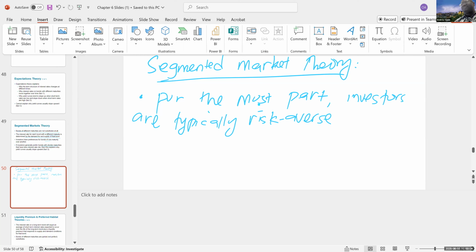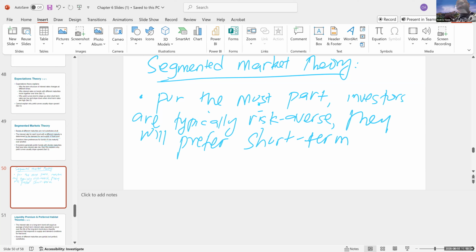We saw in chapter 5 that interest rate risk is very important to knowing what bonds you're going to buy. Long-term bond prices are very sensitive to what? To changes in interest rates. So if investors are typically risk averse, that means they will prefer short-term bonds, because short-term bonds are not exposed too much to interest rate risk when you compare them to long-term bonds. So investors are going to prefer short-term bonds over long-term bonds.